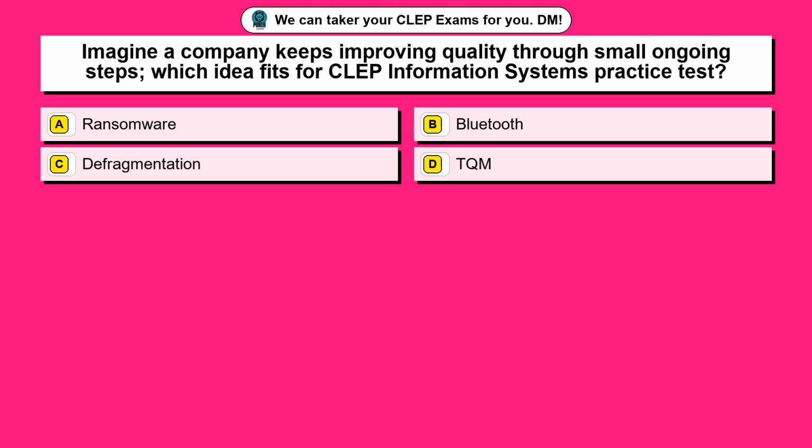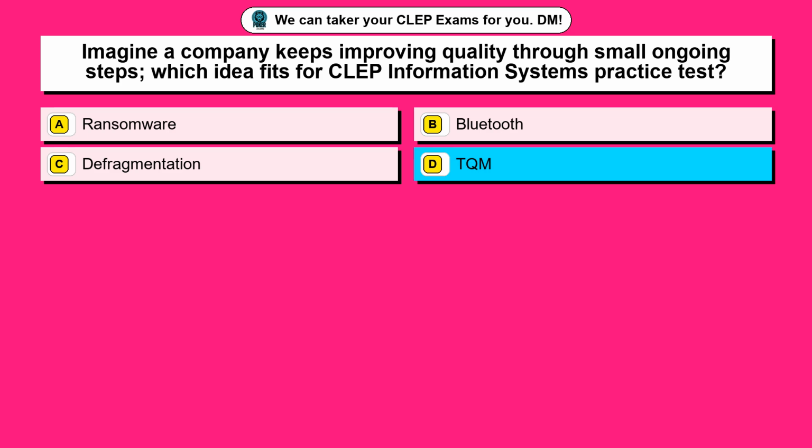Question 18. Imagine a company keeps improving quality through small ongoing steps. Which idea fits for CLEP Information Systems practice test? Option A. Ransomware. Option B. Bluetooth. Option C. Defragmentation. Option D. TQM. The correct answer is option D.